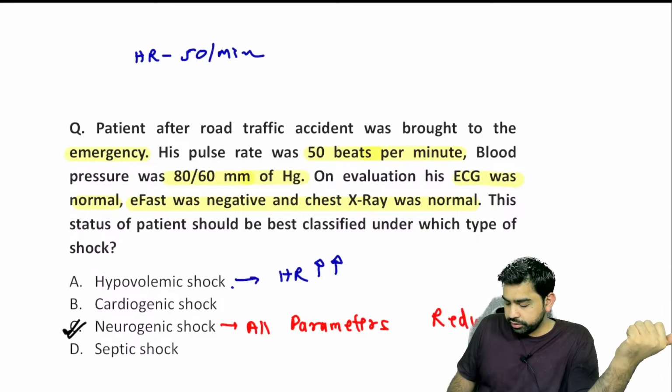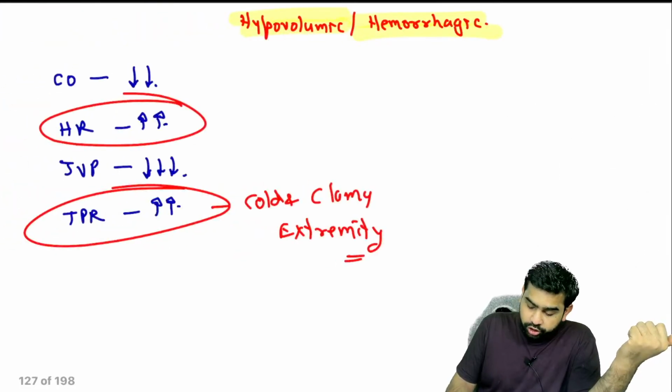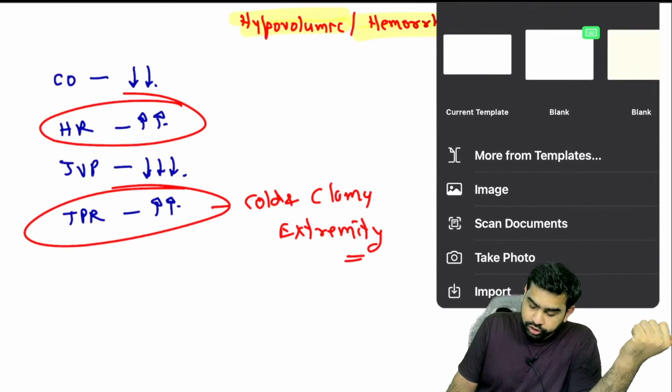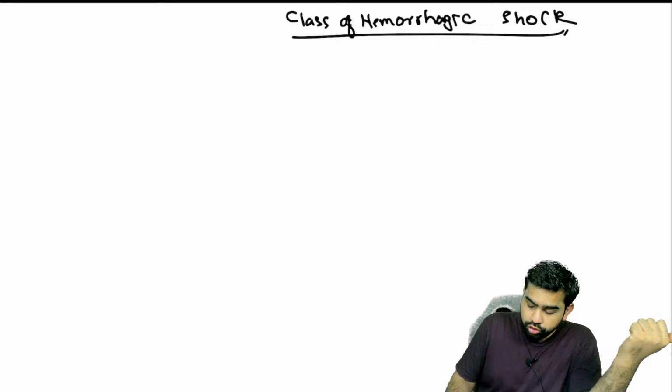Okay, now another thing which they keep on asking you about is hemorrhagic shock. What they keep on asking is: what is the classification of hemorrhagic shock? We have class 1, class 2, class 3, and class 4.